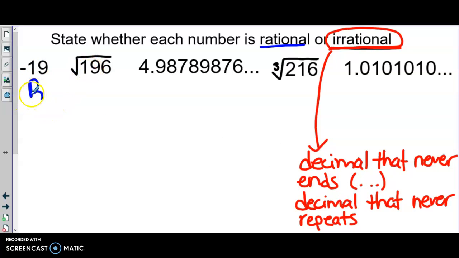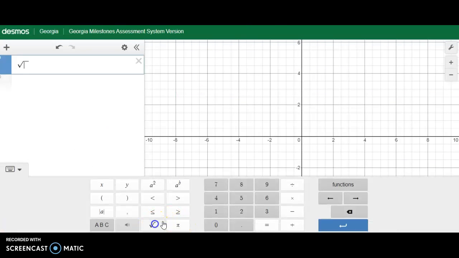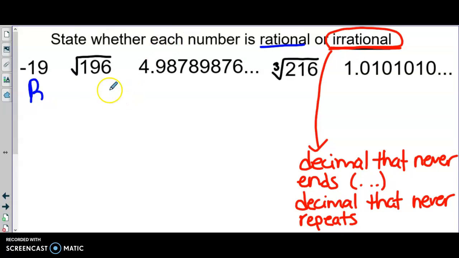The square root of 196. I like to think of my definition in terms of decimals. So I'm not going to just leave it like that. I'm going to go to my calculator and type in the square root of 196 and see what it is. So let me pull up Desmos and type in the square root of 196. That's 14. That number ends. So that is a rational number.